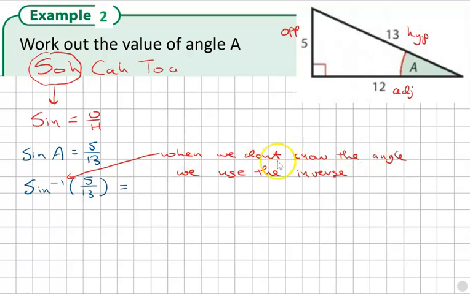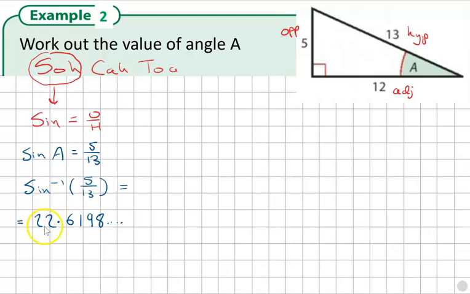So when we don't know the angle, we use the inverse. So we press shift and sine to the power of minus 1 should come up. And you should get 22.6198. It's enough to just write down 4 decimal places. They didn't ask us specifically what they wanted us to round it off to. So I'm going to go with 1 decimal place. So 22.6198 rounds off to 22.6 degrees.